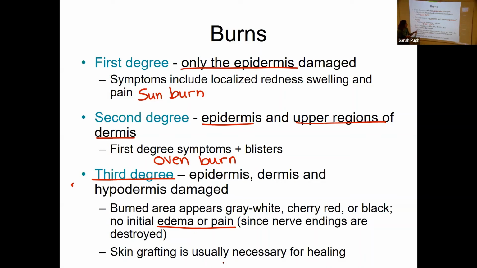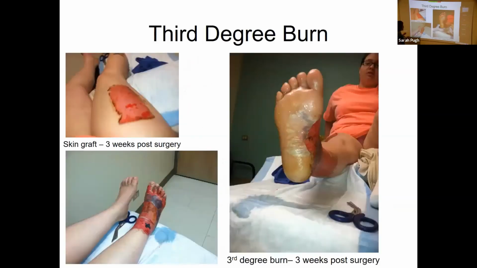The biggest issue with a third degree burn is typically fluid loss. Think about your skin. Your skin is a waterproof coating. It's your body raincoat, right? It keeps the inside in and the outside out. So if you've burned through all 3 layers of your skin, you don't have that waterproof coating anymore. So fluid loss is a huge problem for people with third degree burns.